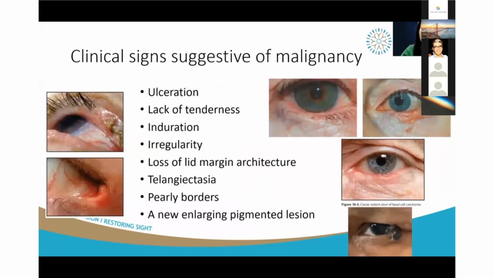These are the clinical signs suggestive of eyelid skin cancer, which include ulceration, lack of pain, induration, irregularity, loss of lid margin architecture or eyelashes, telangiectatic or abnormal blood vessels, pearly borders, a new enlarging pigmented lesion. Adults rarely acquire a nevus or mole, as we call that. Therefore, no matter how benign in appearance, all acquired nevi in adults beyond the third decade should be biopsied.